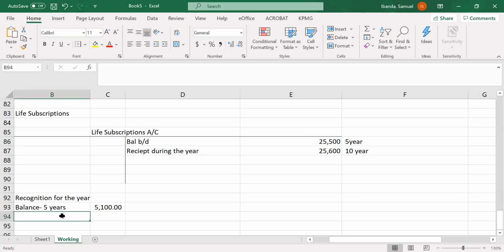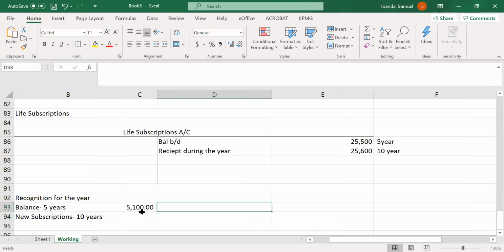balance. Then for the new life subscriptions, which relate to the 10 years, okay? The new life subscription that relates to the next 10 years. This one, we are going to recognize it for 10 years. So it is basically going to be 25,600 divided by what? Divided by 10, which gives you 2,560. So what does this mean?